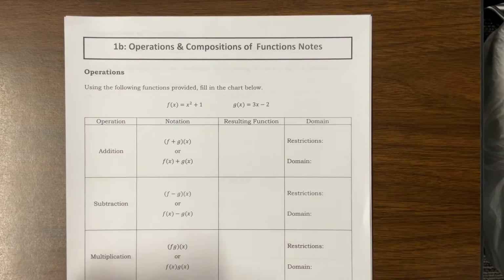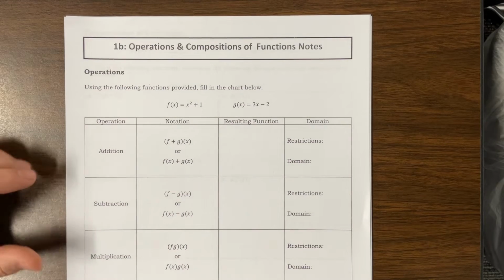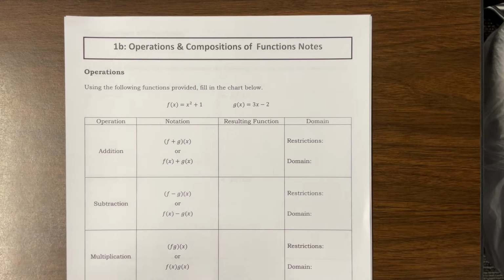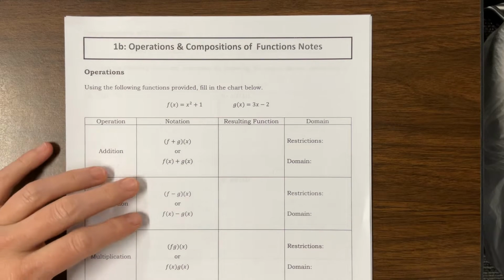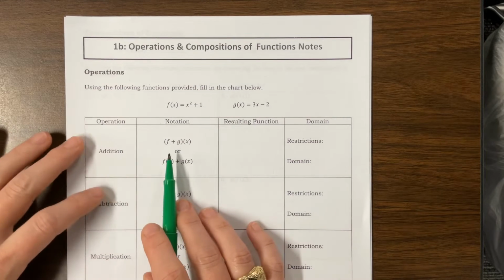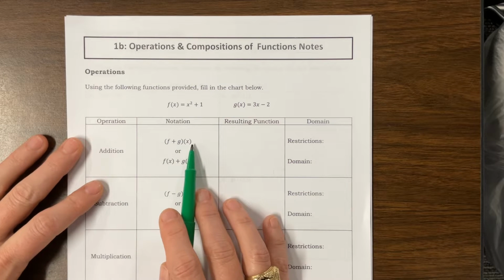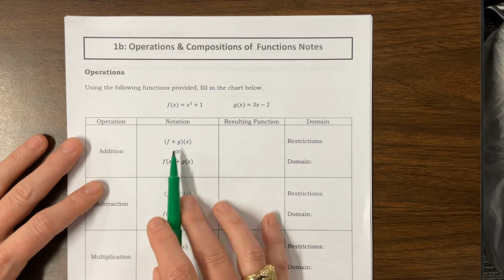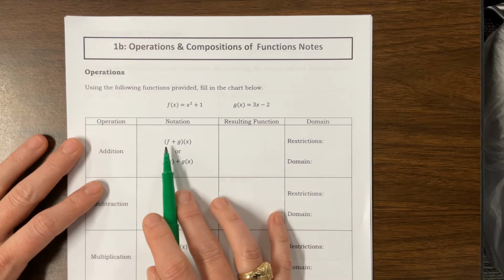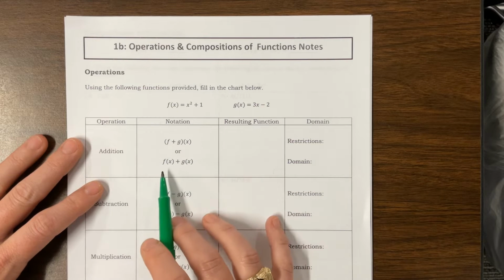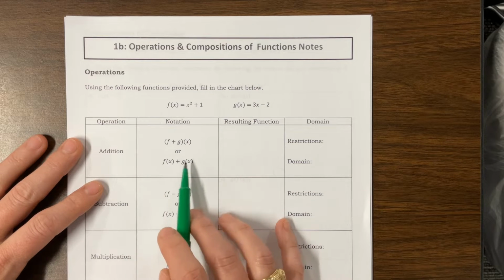Howdy, PreCal. It is Miss Kosh, and today we're going to look at function operation and composition. And so we begin looking at some different notation. If I say f plus g of x like this, that's how we would read it. This is f plus g of x, or that's like saying f of x plus g of x.